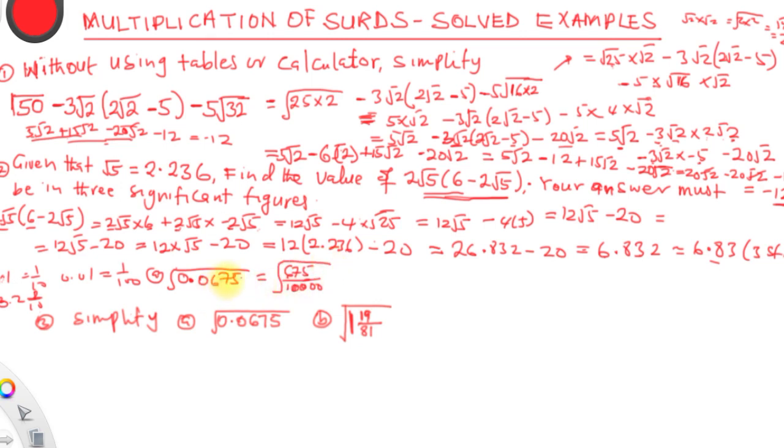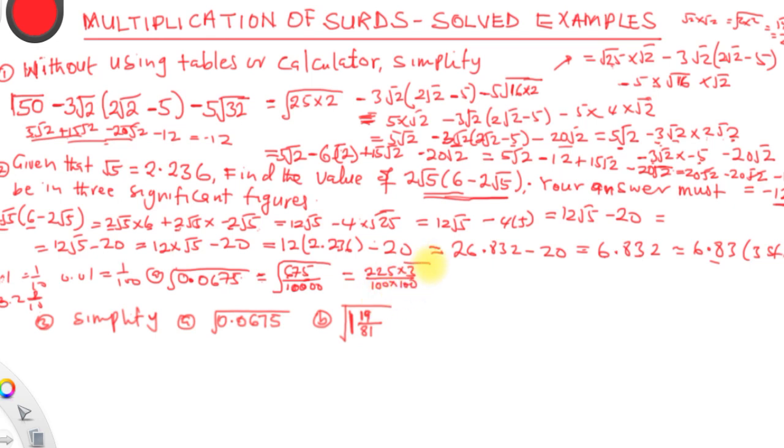This decimal is the same as 675 over 10,000. Have you seen? We write it as this. This one is not reduced, so we have to reduce it. We have to find the highest perfect square which is a factor of 675. That is 225. So the numerator is 225 times 3, and 10,000 is the same as 100 times 100.